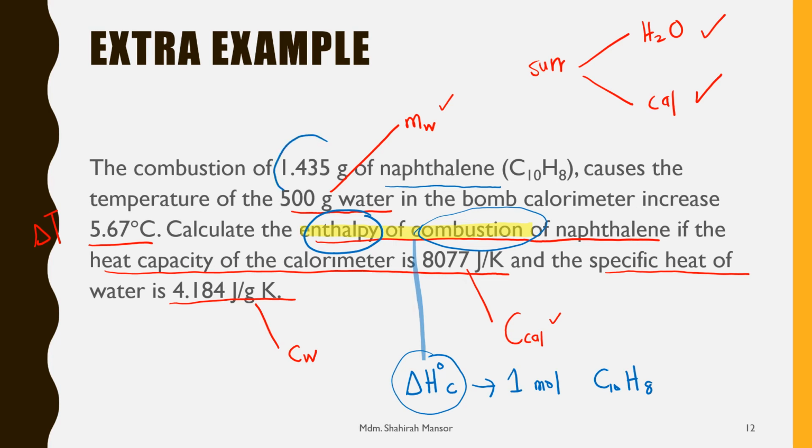Okay, 1.435 gram yang dibakar dalam soalan, adakah ini merujuk kepada 1 mol? No, this is not yet merujuk kepada 1 mol. Okay, so nak cari enthalpy of combustion, stepnya sama juga. Yang pertama, you have to find the Q surrounding dahulu. Step yang kedua, you kena cari Q reaction. Okay, dan step yang ketiga, barulah awak boleh cari enthalpy of combustion. Okay, so let's do this together.